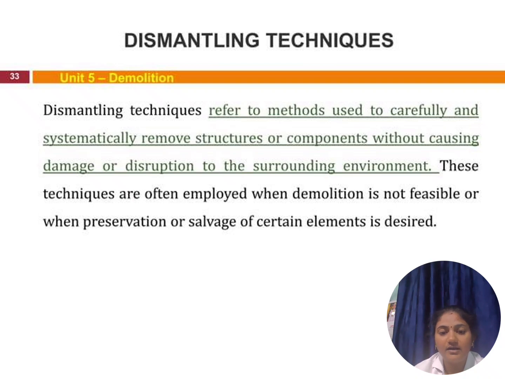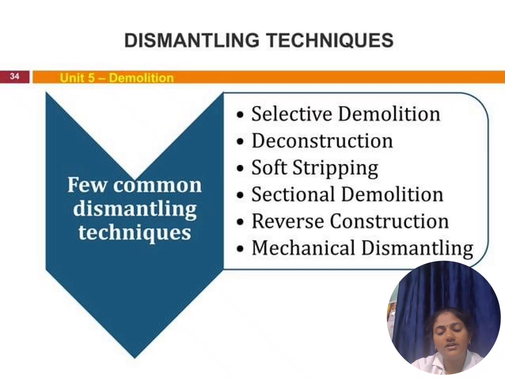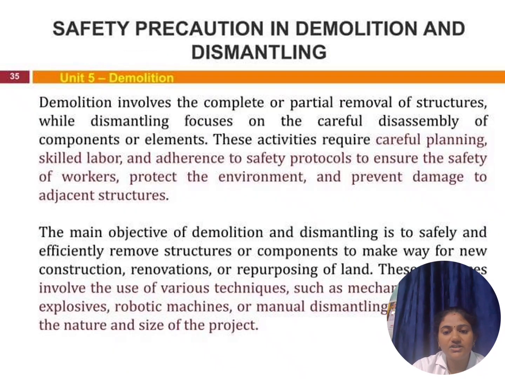And demolition dismantling technique is used to refer to carefully removing the structure or components without damaging the surrounding environment, known as dismantling. And a few dismantling techniques are selective demolition, deconstruction, soft stripping, reverse construction and mechanical dismantling. And the safety precautions that we have to consider before demolition and dismantling are to ensure safety and to remove the structure or components for new construction and renovation or repurposing of the lands, and these materials are used.